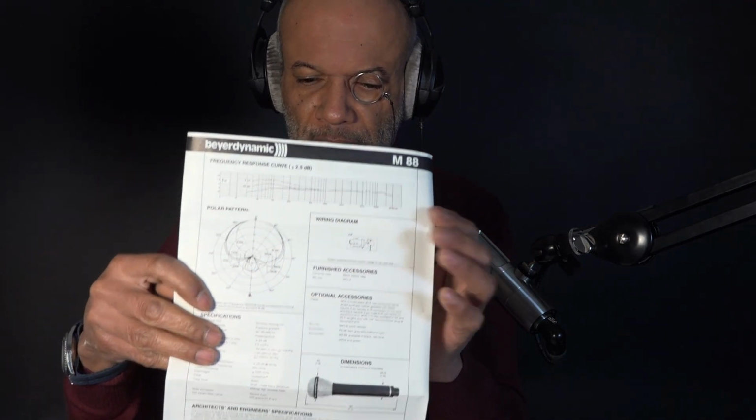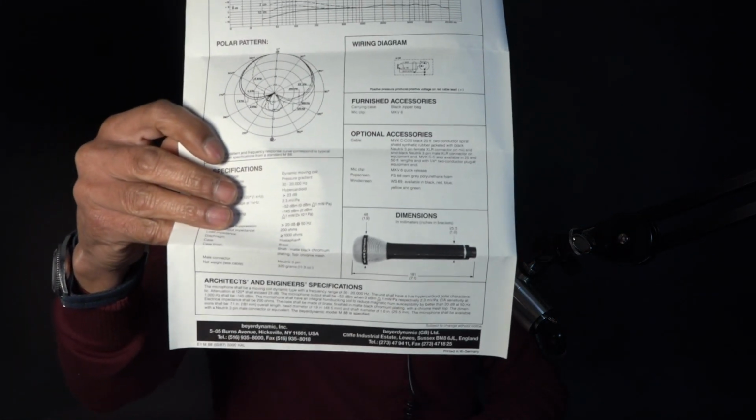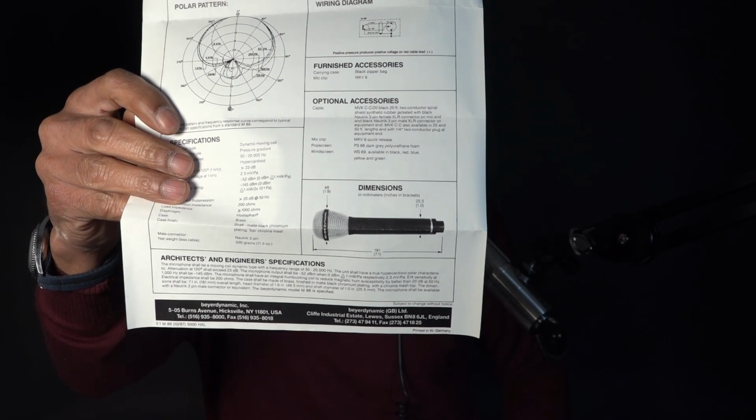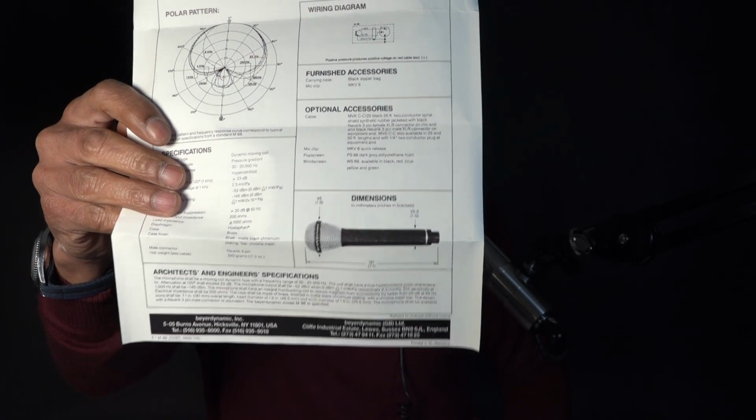I thought then, applying this to a microphone, that I might copy the architects and engineers specification on their older microphones. This is from an M88. I can show you, where is it? Yes, down the bottom there. So let me just bring that up. You can perhaps see down the bottom there their architects and engineers specifications.